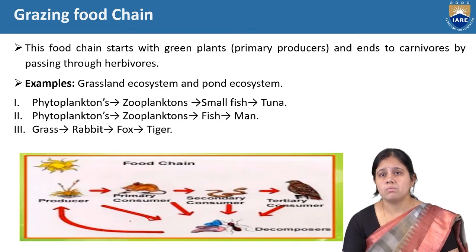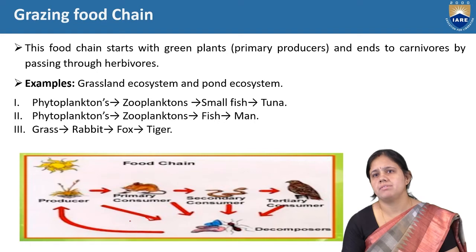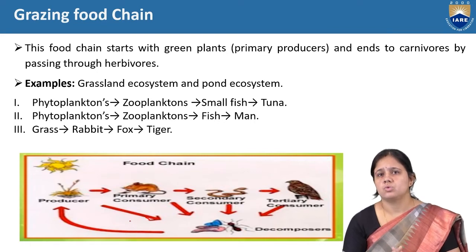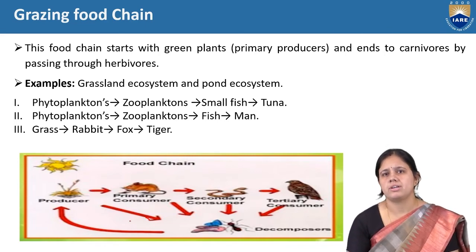An example of a normal grazing food chain in a pond ecosystem is phytoplankton, zooplankton, small fish, and tuna fish. Phytoplankton is the producer, zooplankton is the consumer, the small fish is the secondary consumer, and the tuna fish is the tertiary consumer. So who eats whom? Phytoplankton make energy and make it available to the zooplankton, and zooplankton make the energy available to the small fish. The small fish eats zooplankton, and tuna eats small fish.